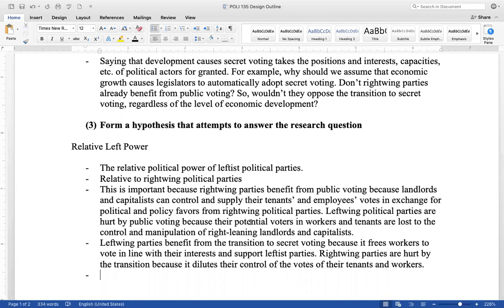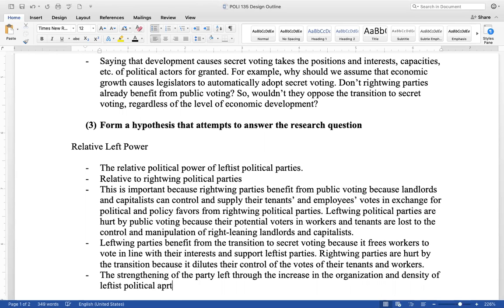Now, what's going to actually determine who wins out when they confront each other in the heat of political battle? Well, what's going to determine who wins out is the balance of relative party power and really the relative influence of the left and the political strength of the left. And so what matters then is the strengthening of the party left through the increase in the organization and density of leftist political parties, resources of leftist political parties.